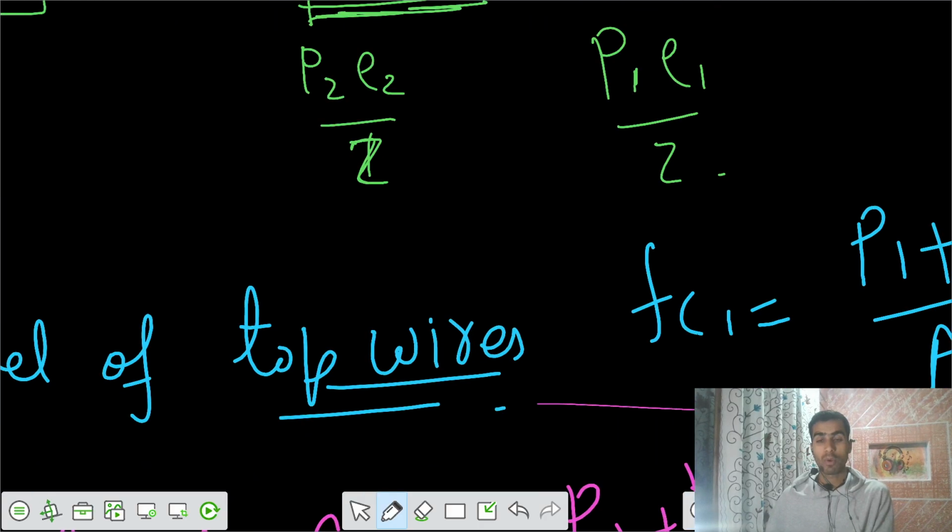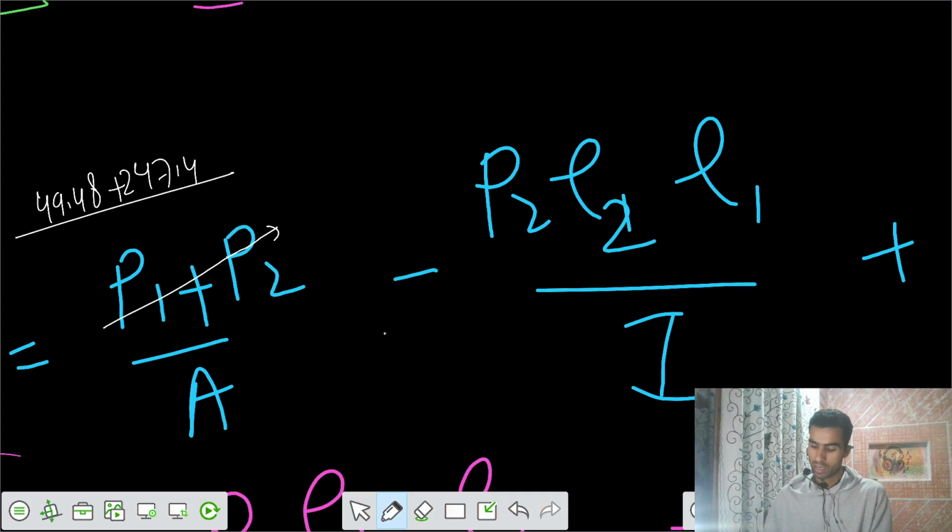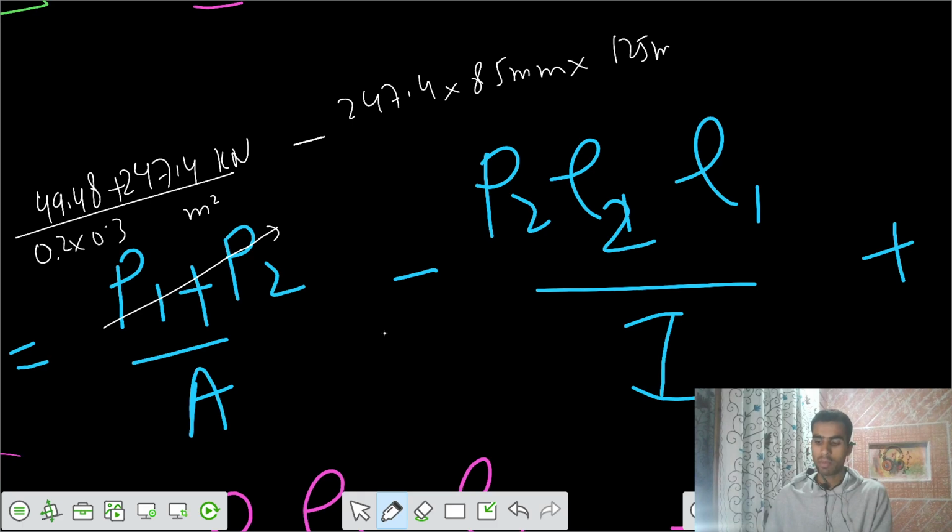I'm going directly to substitute those values. P1 plus P2: one of the values is 49.48 kilonewton plus the second value 247.4, divided by the area of the cross section, 0.2 into 0.3, in meters, and this is in kilonewtons. After that, minus P2, where P2 is 247.4, eccentricity E2 was 85 millimeters and eccentricity E1 was 125 millimeters, divided by the section modulus, that is BD square by 6.